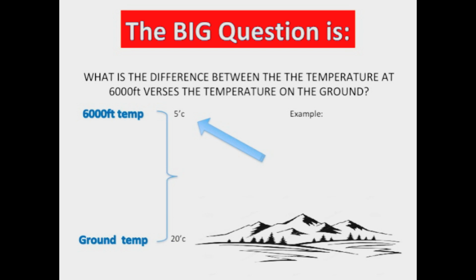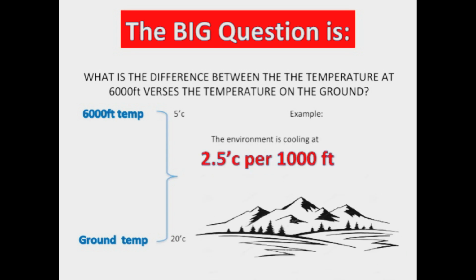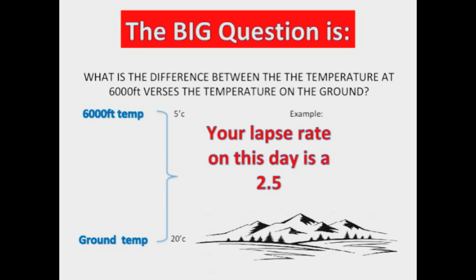Okay, for this next example, we're going to bring that 6,000 foot temperature down a bit. We're going to lower it down to 5 degrees Celsius, and of course our relationship will now change between the ground and 6,000 feet. Our new equation looks like this. So we have 20 on the ground, 5 degrees at 6,000 feet. 20 take away 5 is 15, and then we can quickly go to 15 divided by 6, and we want to know how much it's cooling per 1,000 feet, and here it is. Okay, so you get the idea. On this day, your lapse rate is 2.5.